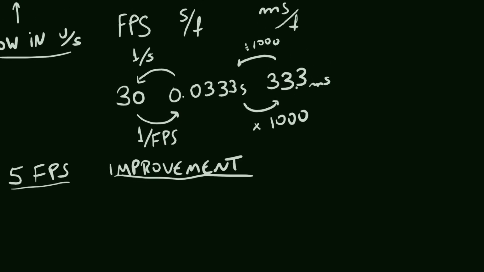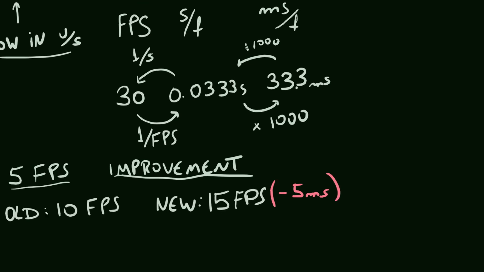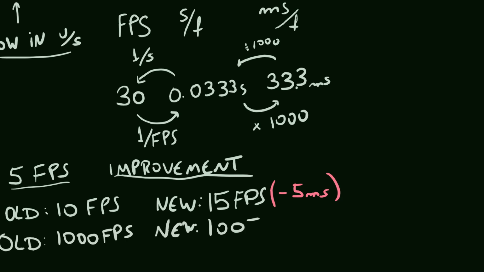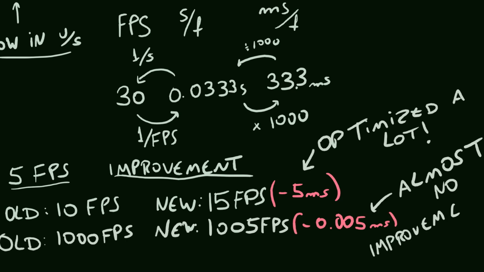Is that a good optimization or a bad one? Well, it depends. If the game was running at 10 frames per second, we got it running 50% faster, which is crazy. Now, if the game was at 1,000 frames per second, we barely even changed the speed. Now, if we discuss the same thing in milliseconds, like we improved the game by 10 milliseconds, we'll see if that's great or not, no matter what the current frame rate is.